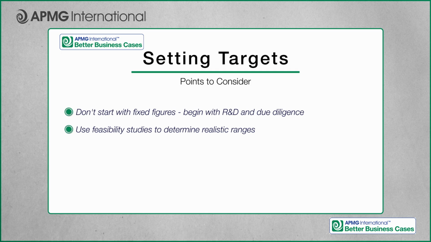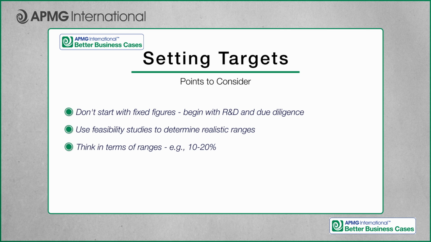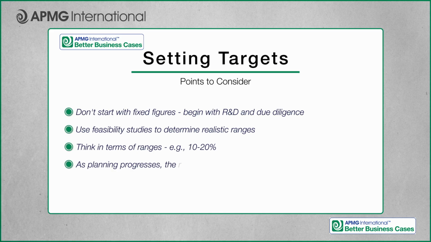Now, the important point about that is that at an early stage, what you should be thinking in terms of is a range. It will be between 10 and 20%. What you should avoid saying is 15. At the planning stage, when more information is available and you've done more research and development, that range will reduce. And you will probably be saying between 13 and 17%.